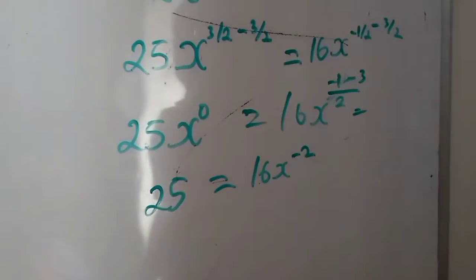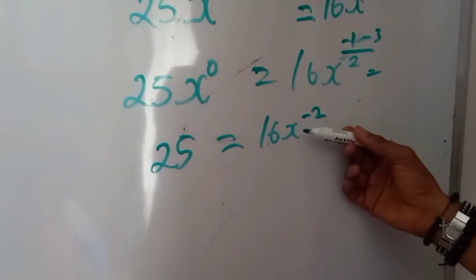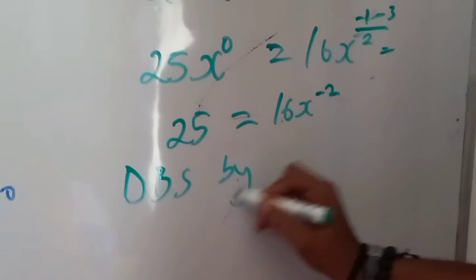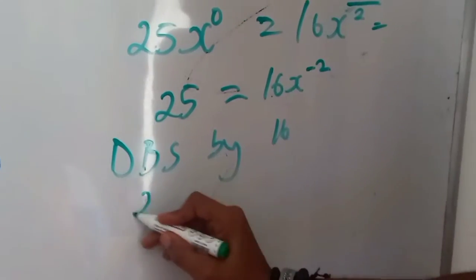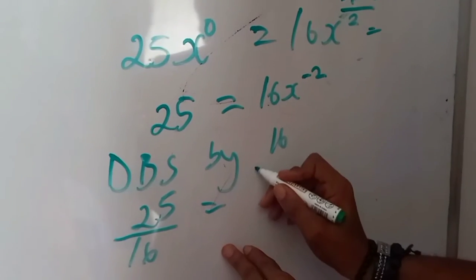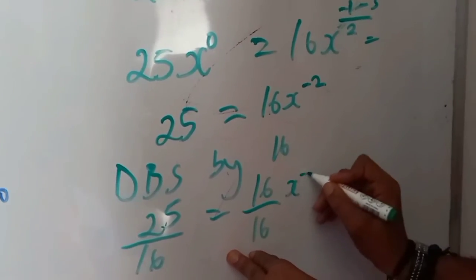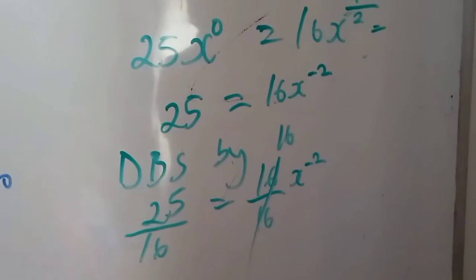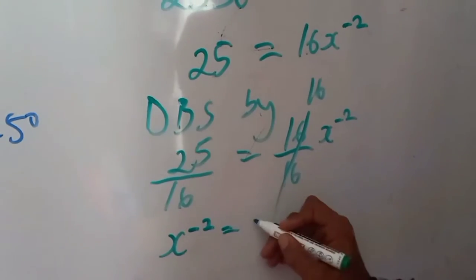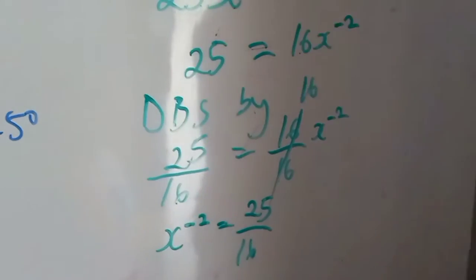Okay. What next now? I can say divide both sides by 16, because I'm looking for x. So divide both sides by 16. Which means 25 over 16 equals 16 over 16. Mind you, keep x to the minus 2. What happened? These have gone out. What it meant? x to the minus 2 equals 25 over 16. Now, what will I do?